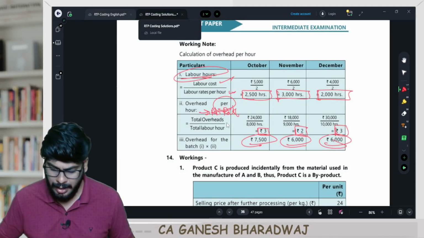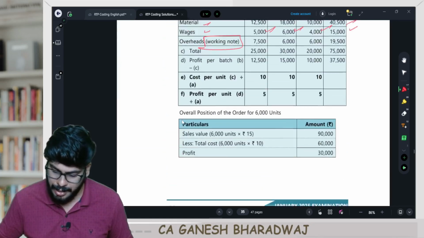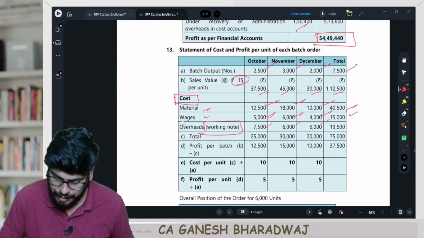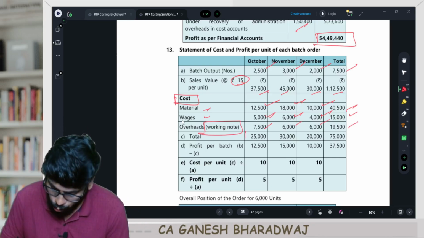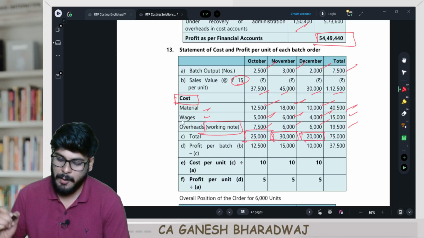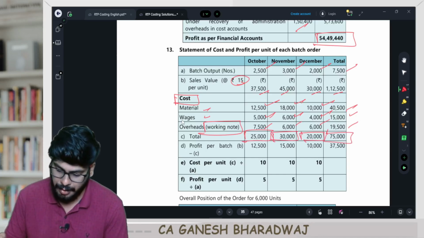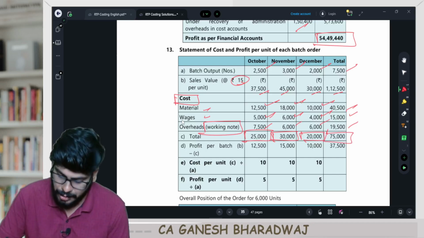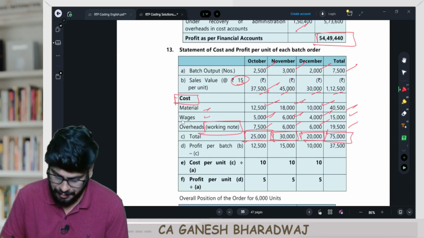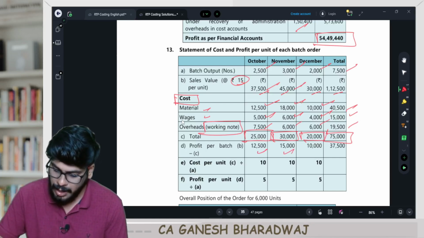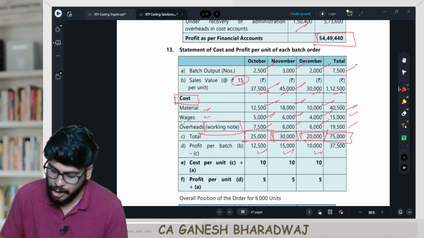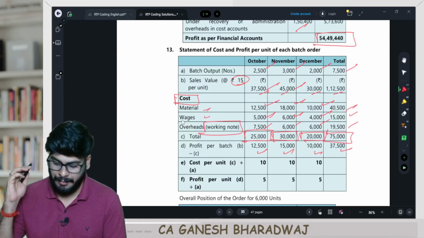Very, very simple. So you can just go up and update it here. So 7,500, 6,000, 6,000, and you can also total it up as 90,500. So the total cost is going to be 25,000 for October, 30,000 for November, and 20,000 for December. Add it up, you get 75,000 in total. The profit per batch is going to be 37,500 minus 25,000. It's 12,500. 45,000 minus 30,000, it's going to be 15,000, and 30,000 minus 20,000, it's going to be 10,000. You can add it up and you'll arrive at 37,500.